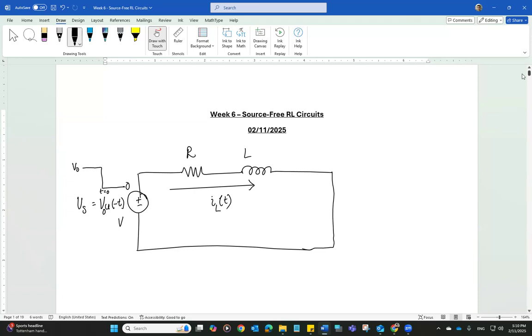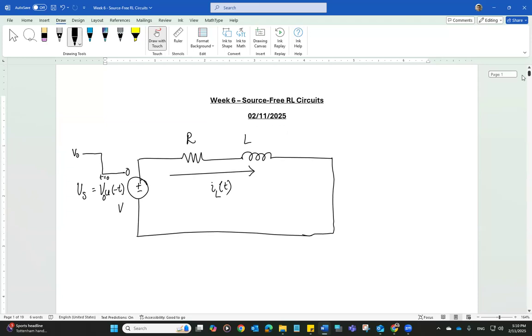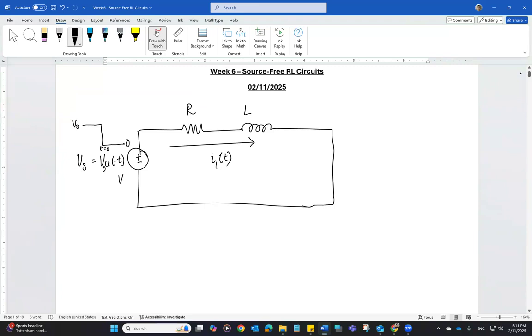So what we are going to do first, as we did in the case of the capacitor, is find the value of the inductor current just before the change happens, because that value of inductor current is going to be the same as just after the change has happened. So the current value in the inductor at t equal to 0 negative will be equal to that at t equal to 0 positive.